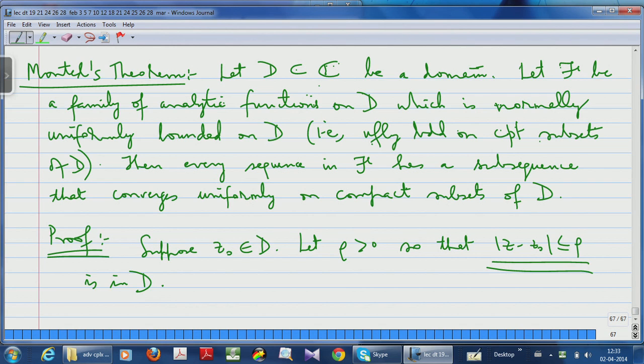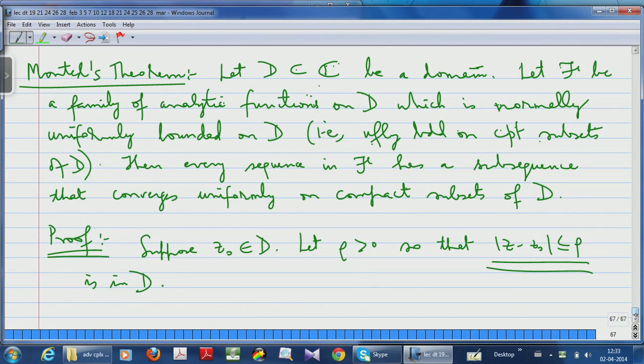Now, what more do you require for extracting a convergent subsequence from a given sequence? What you require is equicontinuity. But the point is that because of analyticity and the Cauchy estimates, equicontinuity is automatic. So let's see why that is true.